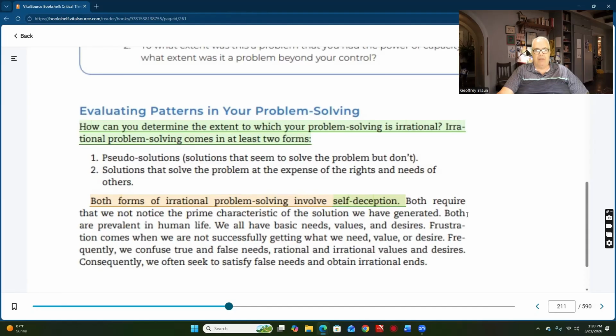Both are prevalent in human life. We all have basic needs, values, desires. Frustration comes when we are not successfully getting what we need, value, or desire. That's huge, right? That's a big one. That gets a highlight. Frequently, we confuse true and false needs, rational and irrational values and desires. Consequently, we often seek to satisfy false needs and obtain irrational ends. There it is, right? That's a lot of our self-deception going on there, right?